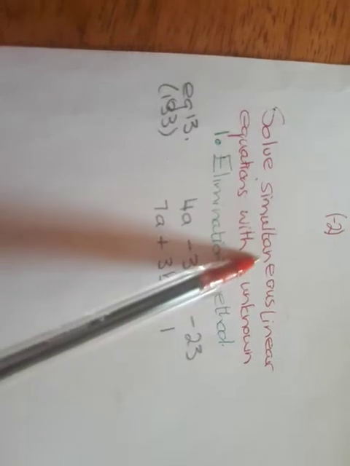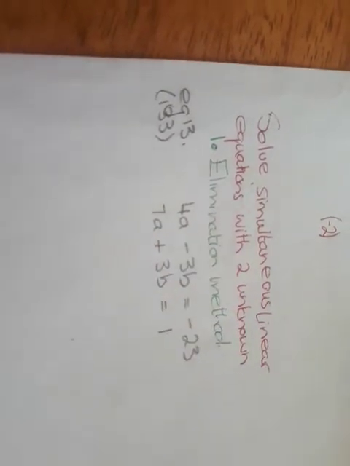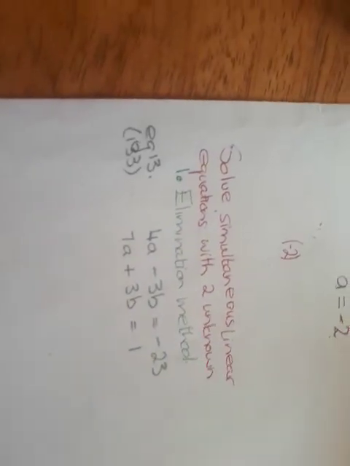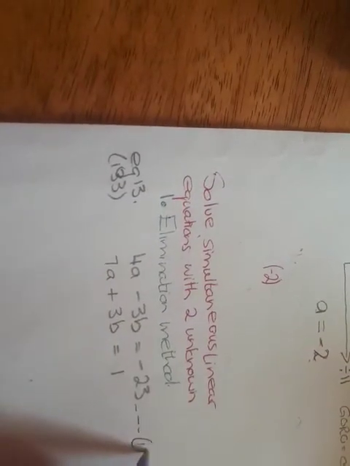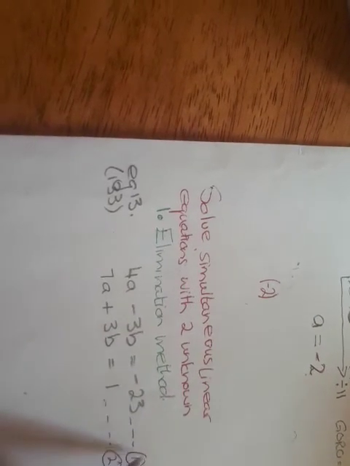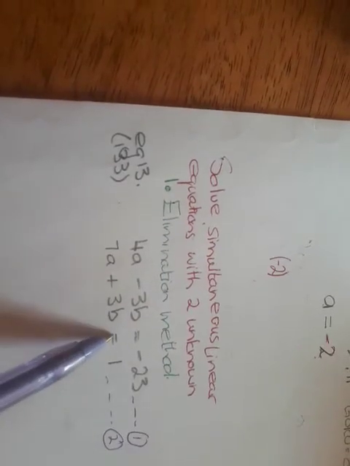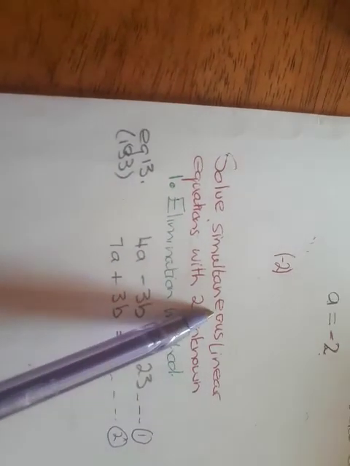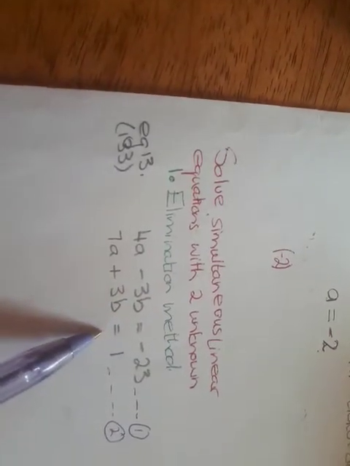Then we are going to solve that simultaneously, which means we always have two equations. And that's why we like to label them 1 and 2. So you will always have two equations, which we will solve at the same time. Simultaneous simply means at the same time.